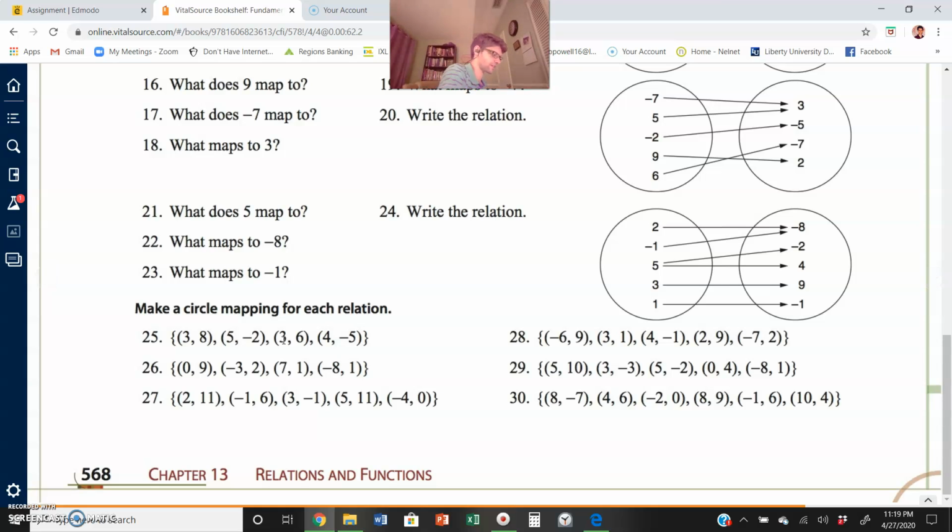Let's do number 25 together. I'll help you with your homework. So I'm going to start off with my 2 circles. I'm going to go through my x's. I have a 3, a 5, a 3, a 4.